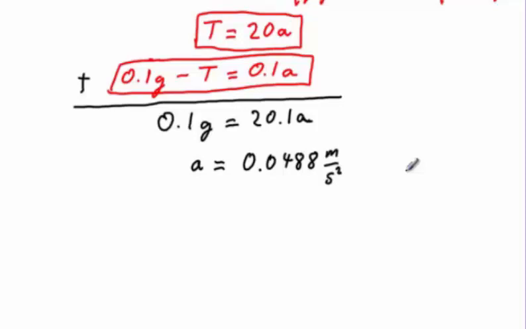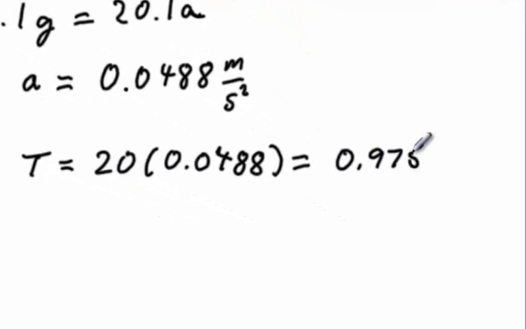To solve for the remaining unknown, we plug this result for our acceleration into the simpler of the two equations, which is the top one, so that the tension, being 20 times the acceleration, becomes 0.975 newtons.